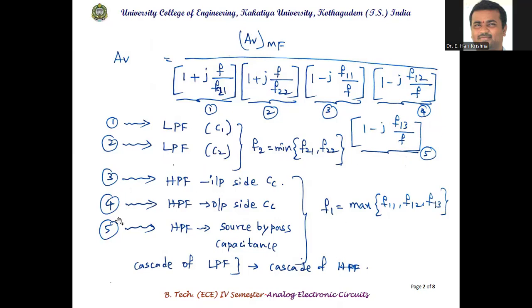And the third, fourth and fifth are a cascade of high pass filters. The first high pass filter corresponds to the input side coupling capacitor. The second high pass filter corresponds to the output side coupling capacitor. The third corresponds to the source bypass capacitance. Cascade of LPF, cascade of HPF. So F1 is the maximum of F11, F12, and F13. This is the overall conclusion of the FET RC coupled amplifier, similar to that of the BJT RC coupled amplifier. So we'll consider it with an example and do the calculation for this also.